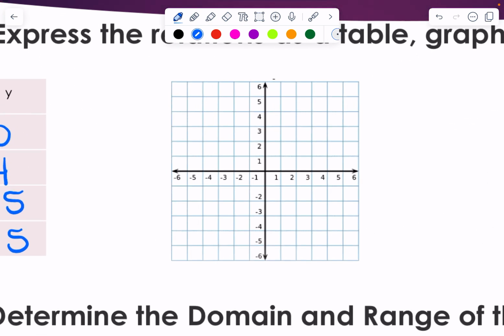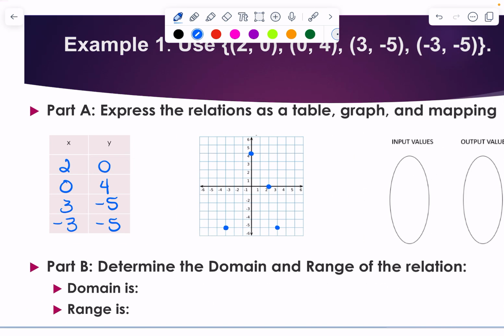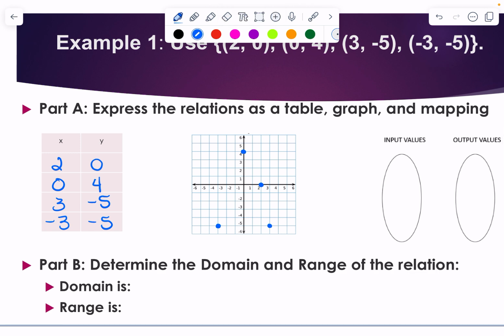Then I'm going to go to graph it. So now to graph it, I'm going to go right 2, nowhere up or down. I'm not going to go right or left any, but I'm going to go up 4. I'm going to go to the right 3, down 5. And I'm going to go to the left 3, down 5. And it looks like that. So there would be our graph.